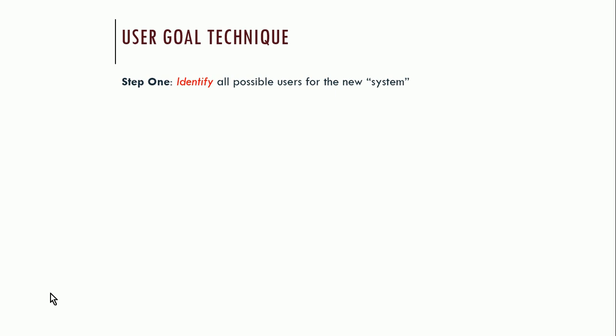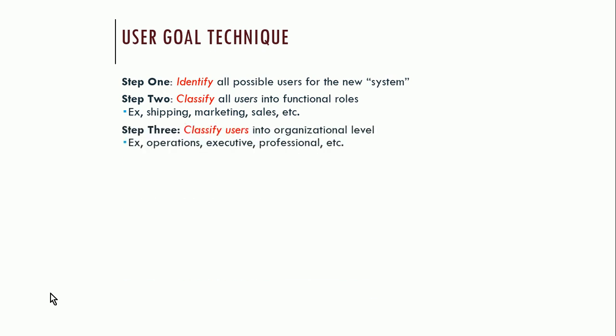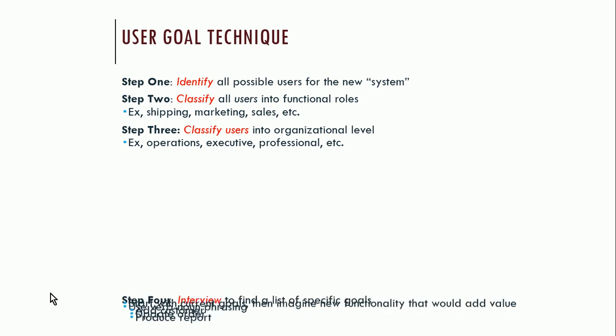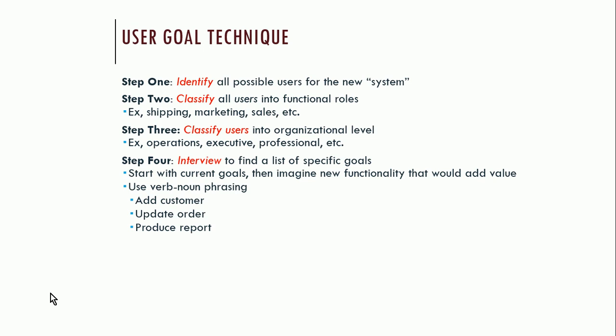Step one is we identify all the possible users for the new system. Then we're going to classify all the users into functional roles. For example, shipping might be a role, marketing, sales. Think about all the departments in the organization you're looking at. Step three is we classify users into organizational level, for example, operations, executive, professional. So, what level are they at?